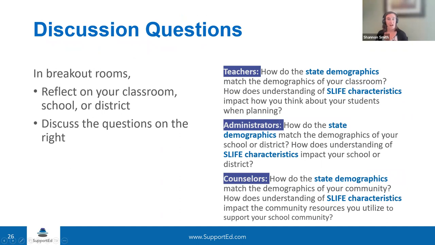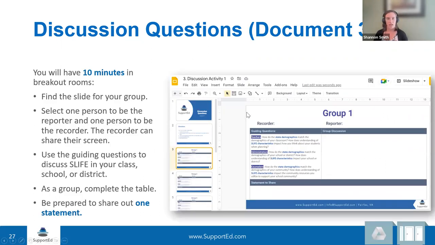So I've done a lot of talking. Now it's your turn to do some talking. We're going to break out and discuss some of the pieces that I've shared with you about the state demographics and just the general SLIFE characteristics. We have some questions here on the right that you can reflect and share with in your breakout groups. We do have this on Google Slides so that you can share together.